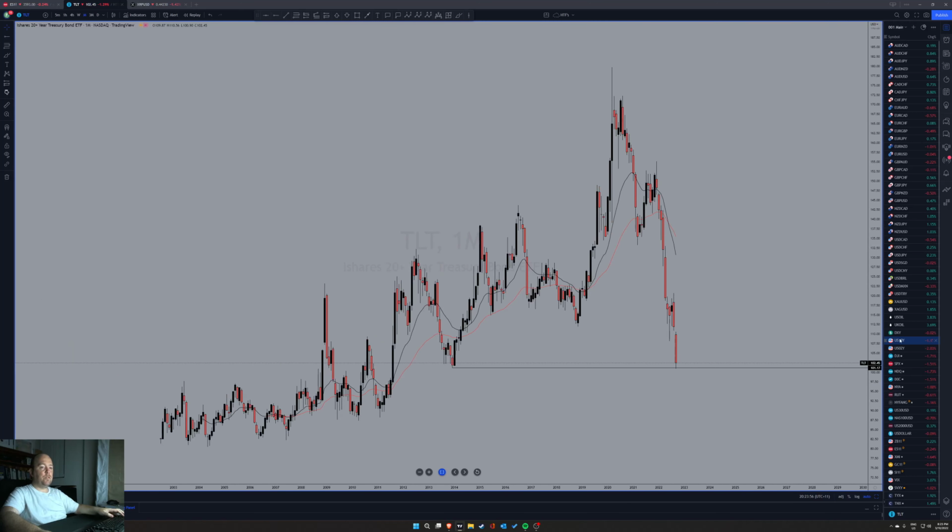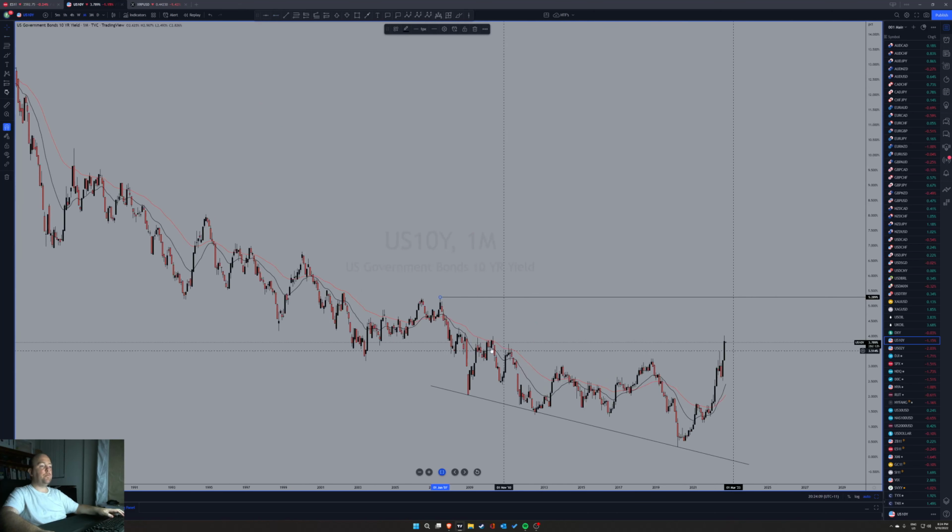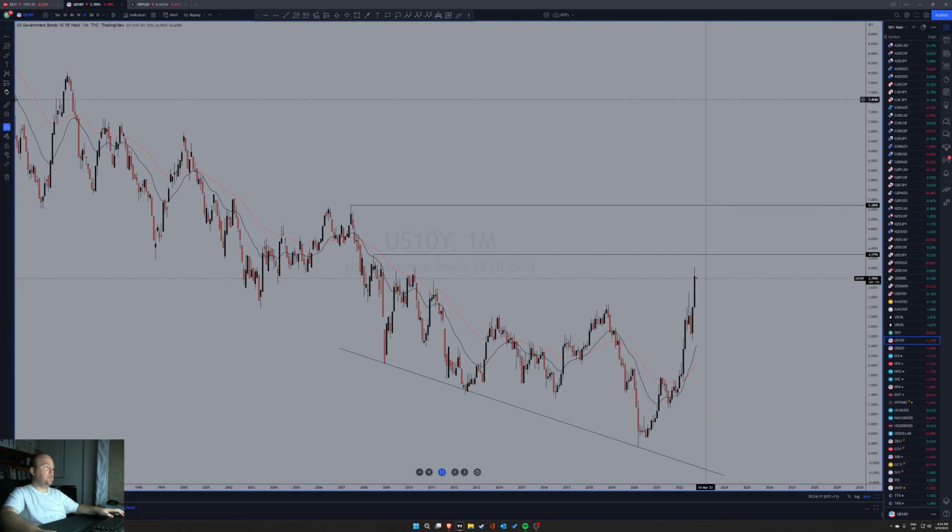So if yields continue to rise, come down and then continue, possibly 5.289. So next sort of level there, 4.279.